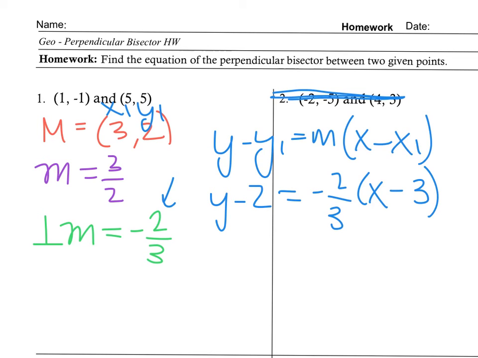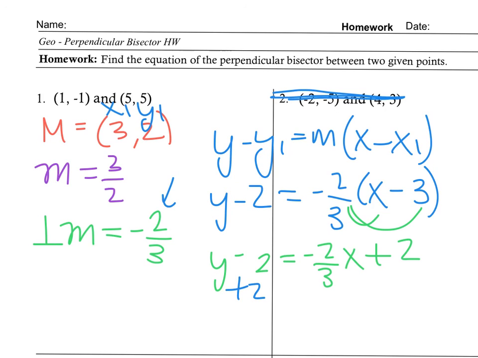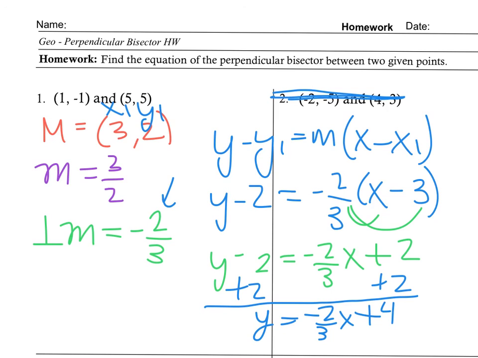To get it into slope intercept form, we need to distribute the slope to these 2 terms. So we have y minus 2 equals negative 2/3 x, and by distributing negative 2/3 times negative 3, we get a positive 2 because the 3's cancel out. The only thing left to do is add this 2 to both sides, and it's going to add to the other constant 2. So y is by itself. Our slope is still negative 2/3 x plus 4. That should be our final answer.